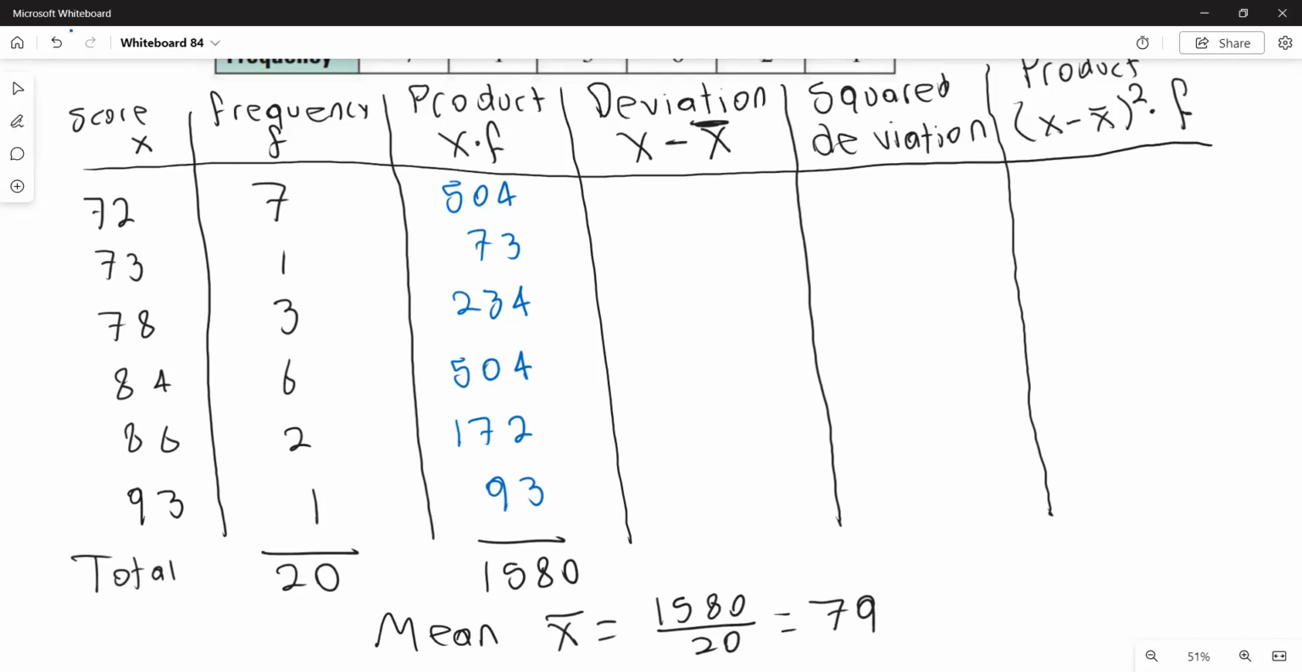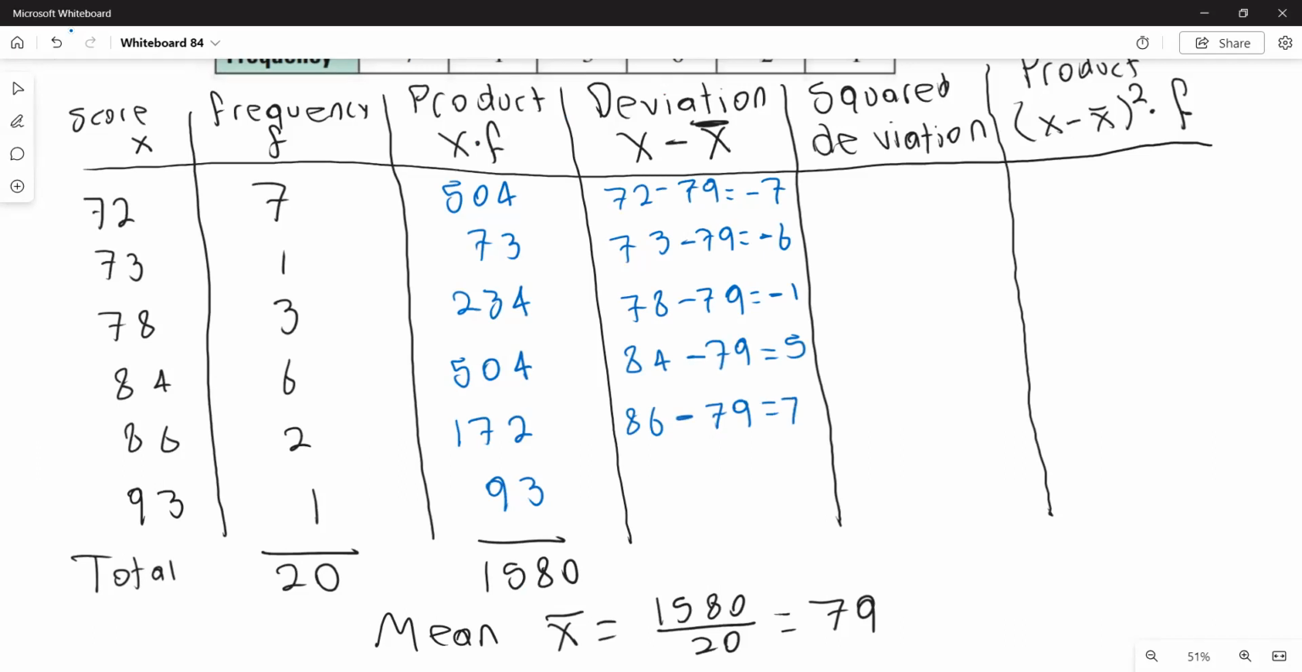In the fourth column, we're subtracting 79 from the score. Okay, so we have that. And then 78 minus 79. 84 minus 79. 86 minus 79. And 93 minus 79.